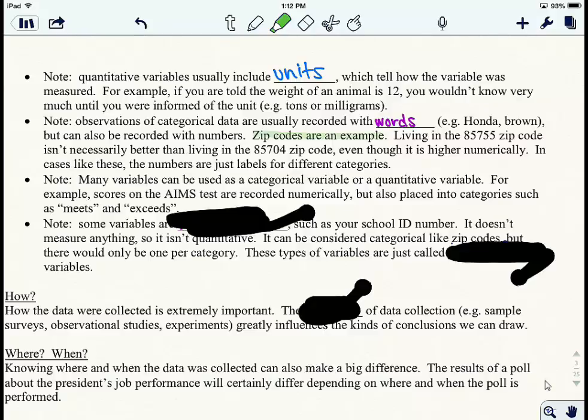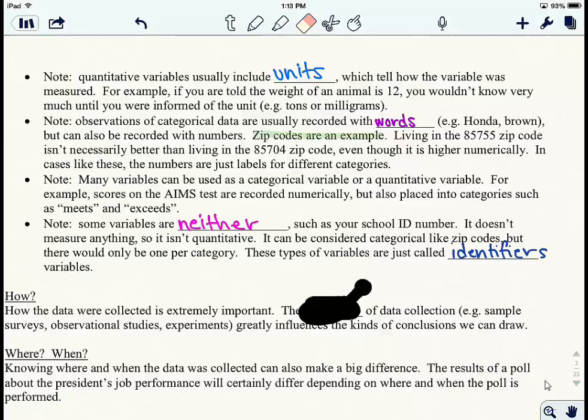Another note, many variables can be used as categorical or quantitative. For example, scores on the AP test, which is kind of like an ACT, are recorded numerically, but they can also be placed into categories such as meets and exceeds expectations. Finally, some variables are neither, such as your school ID number. It doesn't measure anything, so it isn't quantitative. It can be considered categorical like zip codes, but you're the only person in the category. There's one of you, so instead we just call them identifiers.